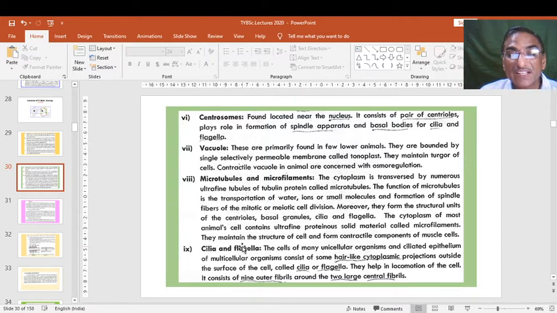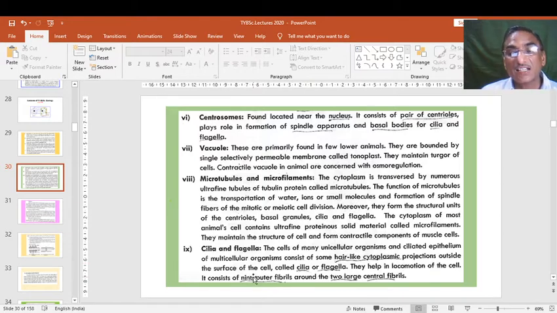They maintain the structure of the cell and form contractile components of muscle cells. So in this way, the microtubules or microfilaments are responsible for the formation of molecular or fibrous material to give strength to the cells.